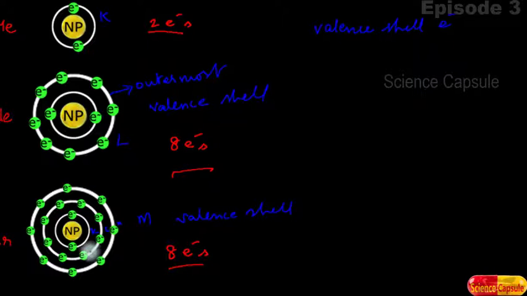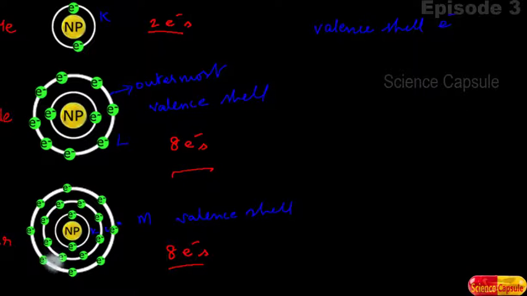Now let us understand what a stable configuration is. An element is said to be stable if its outermost shell is completely filled by electrons. Helium has only 1 shell, and the maximum number of electrons that can be accommodated in the K shell is 2, so the helium atom acquires 2 electrons. So helium has a completely filled valence shell. Here the valence shell is the K shell. In neon, the outermost shell is the L shell, and it can have a maximum of 8 electrons, and neon has 8 electrons. So neon has a stable configuration.